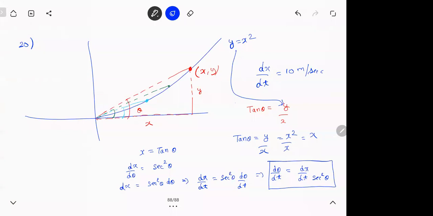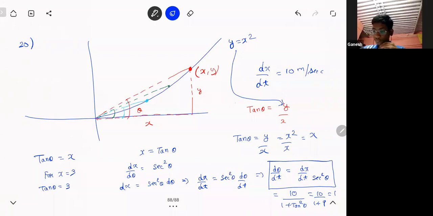And he said x is equal to 3. Now see, we got tan theta is equal to x. So if x is equal to 3, tan theta is also equal to 3. What is secant square theta? dx by dt is given, 10. Secant square theta is 1 plus tan square theta. So 10 by 1 plus 9, that is 1. Secant square theta you can write as 1 plus tan square theta, and tan theta is equal to x and x is equal to 3. So substitute. Put it down properly. You may even want to take a screenshot.